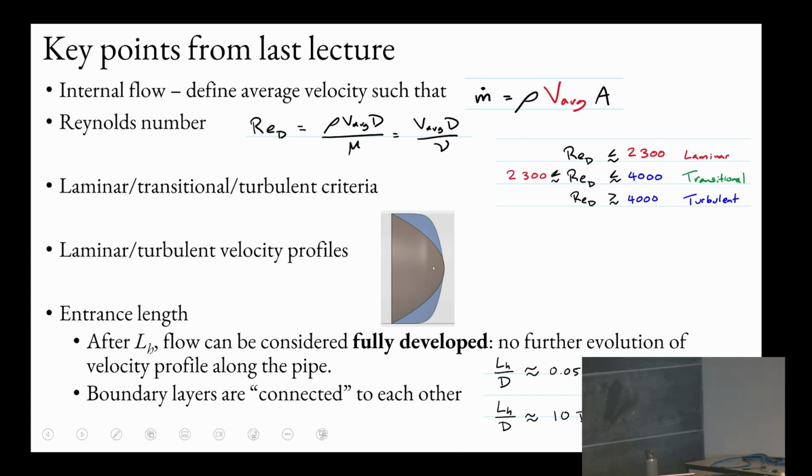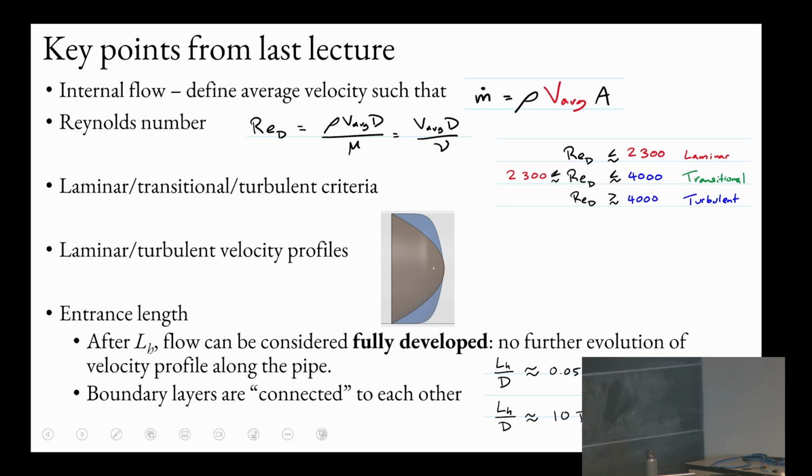We also talked about entrance length. You can imagine when flow enters a pipe, there's going to be a certain amount of distance before it's fully developed. Once it's fully developed, there's no further evolution of the velocity profile along the pipe. So if you take a slice, the velocity profile will be the same further down the pipe. In that developing region, the boundary layers are growing, and once the top and bottom boundary layers connect to each other, we get a fully developed velocity profile. Remember, this is a circle, so it's kind of like an annulus.